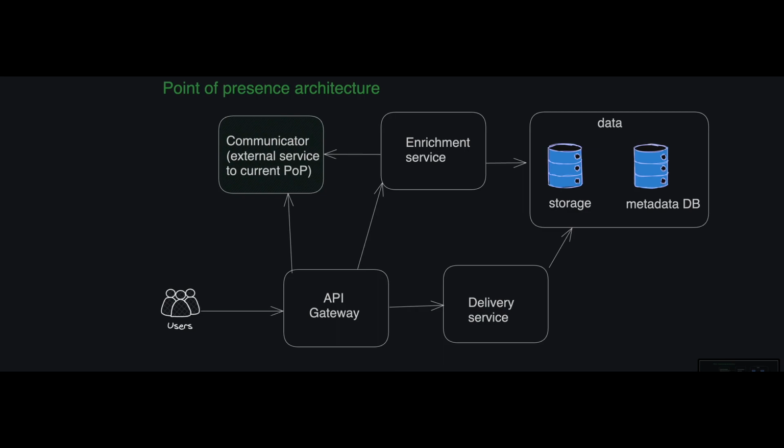Also, IP Gateway will send requests about missing content to an enrichment service. Depending on our strategy, we can keep track of how many times certain content was missing, and only after several failures send such a request to enrichment service. This service is responsible for getting content and metadata from communicator, filling metadata database and storage with this data.